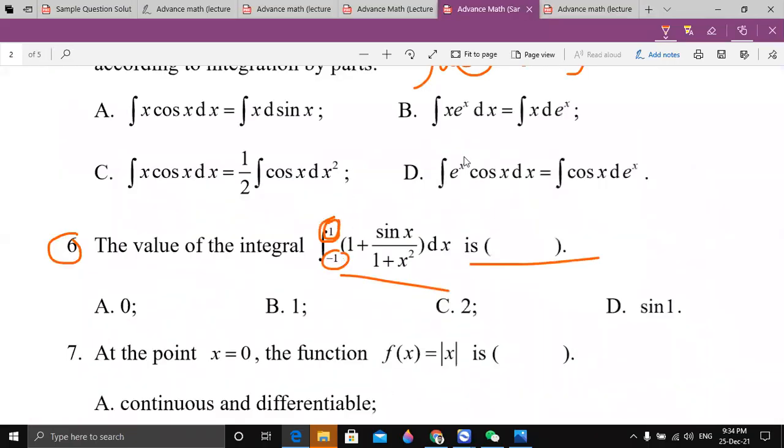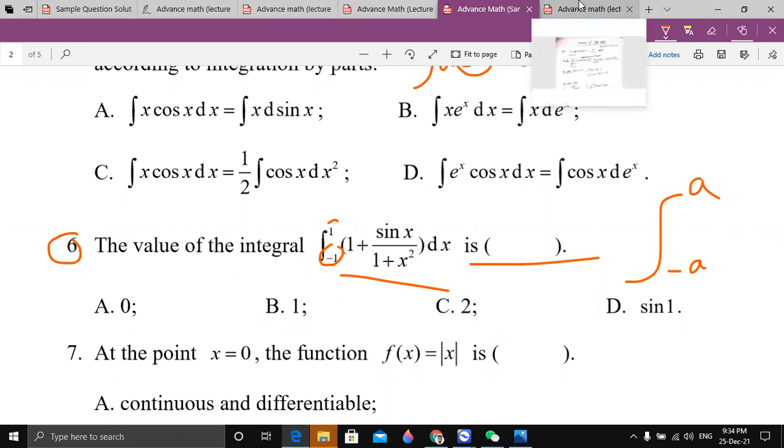So as we have some kind of symmetric function here, symmetric function means integration of minus a to a, okay? Some kind of function like this, integration of minus a to a. So integration of minus 1 to 1 of (1 plus sin x) by (1 plus x squared) dx. We have to think of even function and odd function, okay? To solve this, we have to think of even function and odd function.